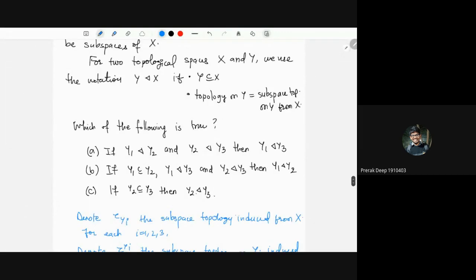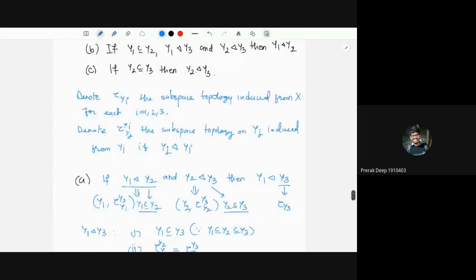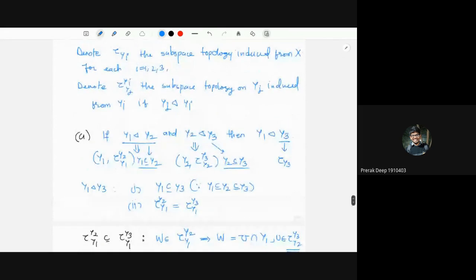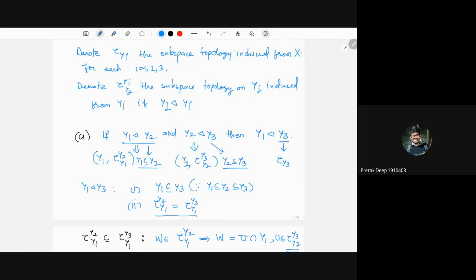Right now we are discussing statement A. In statement A we need to show that Y1 is a subset of Y3, which is clear from the other two relations. The topology relation we are proving right now is that the topology induced on Y1 from Y2 and the topology induced on Y1 from Y3 are equal.